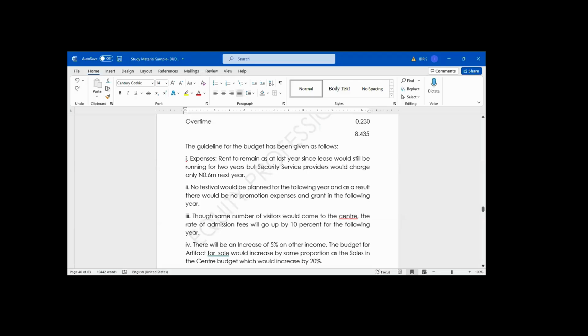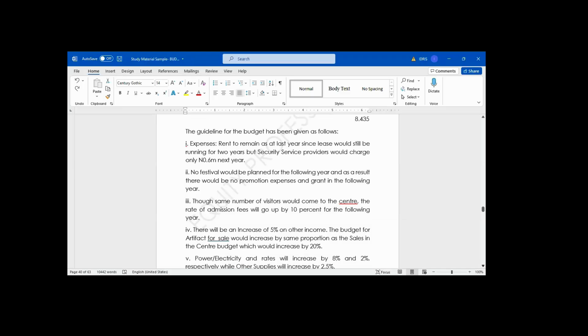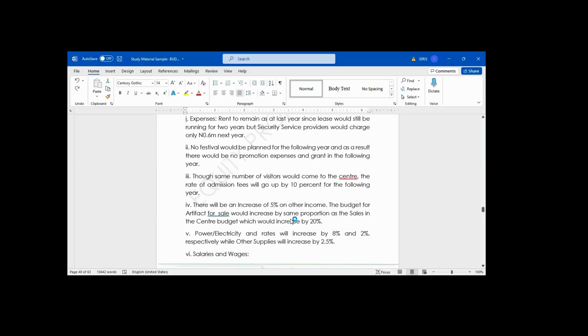1. Expenses. Rent to remain as at last year, since these would still be running for 2 years, but security service providers will charge only 0.6 million next year. 2. No festival would be planned for the following year, and as a result, there will be no promotion expenses and grants in the following year. 3. The same number of visitors would come to the center. The rate of admission fees will go up by 10% for the following year.